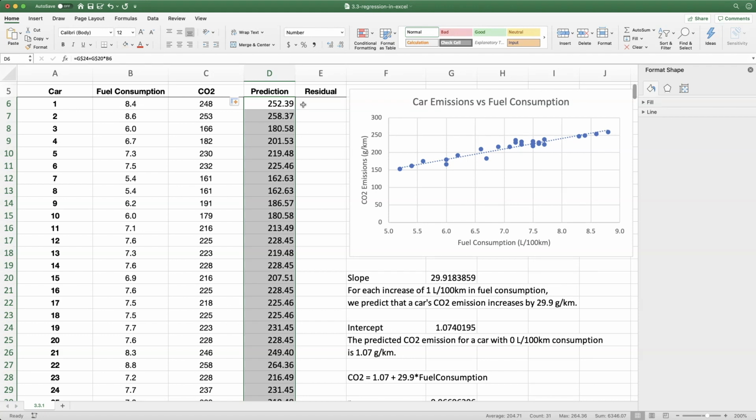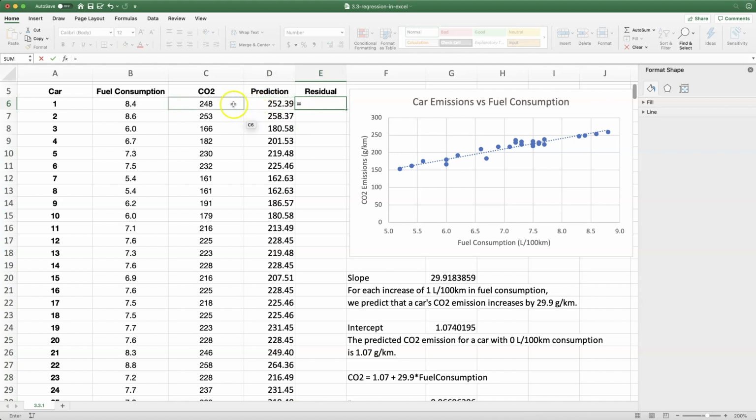Let us now compute the residuals to see how much we over or underestimated each car's CO2 emissions. The residual is computed by subtracting the CO2 prediction from the actual CO2 observation. Observation minus predicted. The residual for the first car is negative 4.39. That is, the observed was 4.39 less than the predicted. We predicted too much for this car, and that's reflected in the negative residual. Autofill this formula to the other rows.